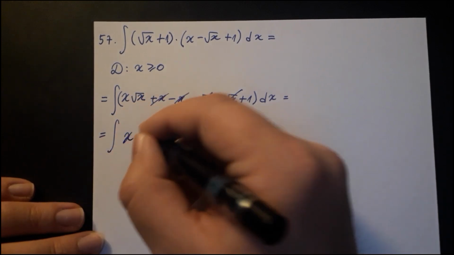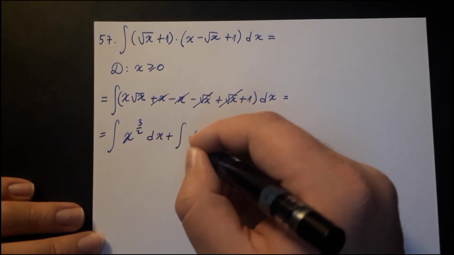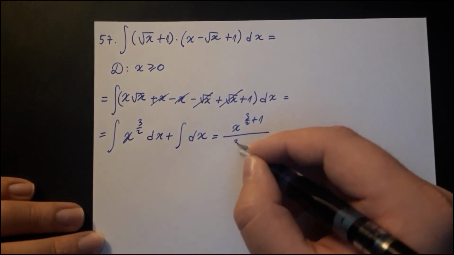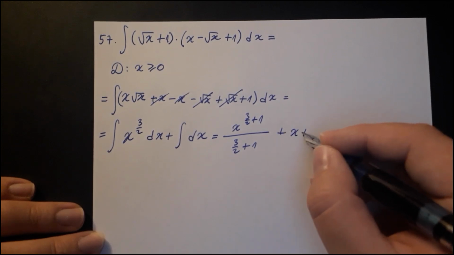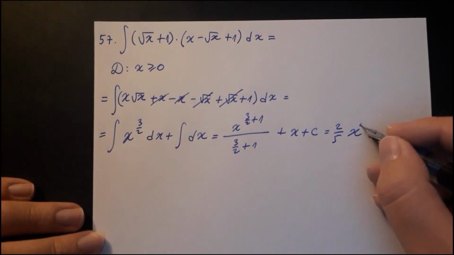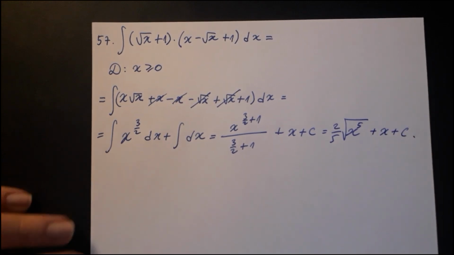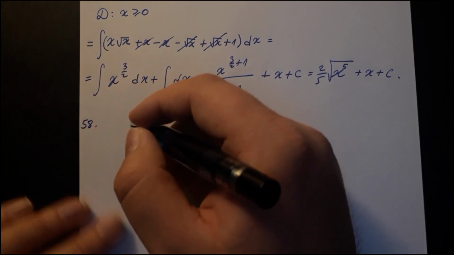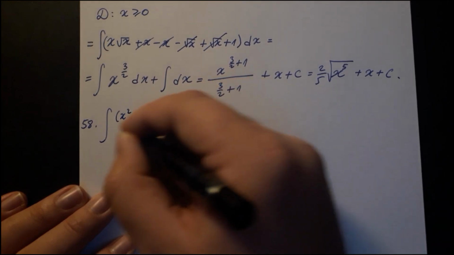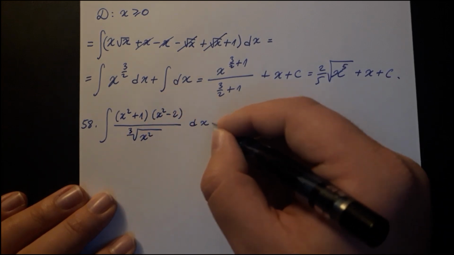So this becomes integral of x to the power 3 divided by 2 dx plus an integral of dx, which is equal to x to the power 3 halves plus 1 divided by 3 halves plus 1 plus x plus c, which is equal to 2 over 5 x to the 5th power under the square root plus x plus c. Integral number 58 on our list is an integral of x squared plus 1 times x squared minus 2 divided by cubic root of x squared dx.